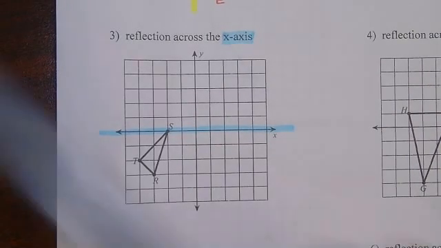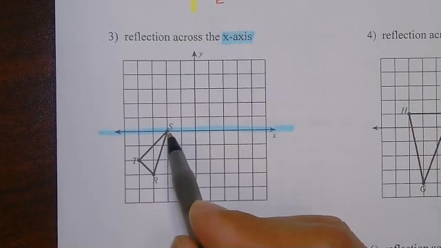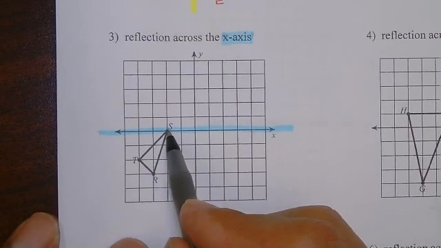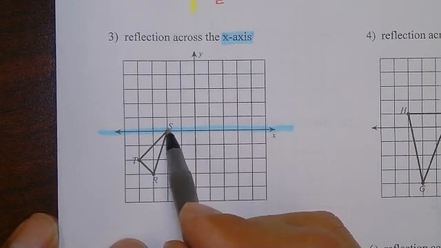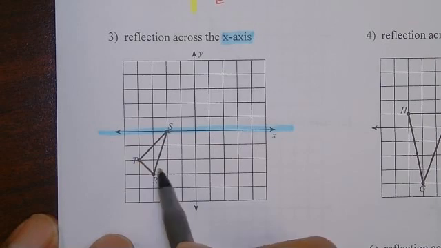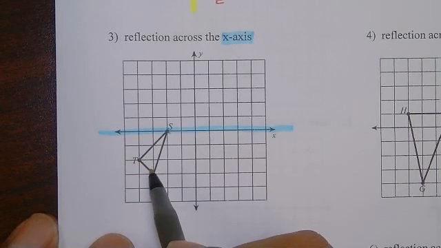Okay, so what do we do with this situation when one of the points is exactly on the line of reflection? Anybody know what happens? It just stays there. It's right on the line. You don't have to reflect it, nothing. So don't worry about that. Just reflect the other points.